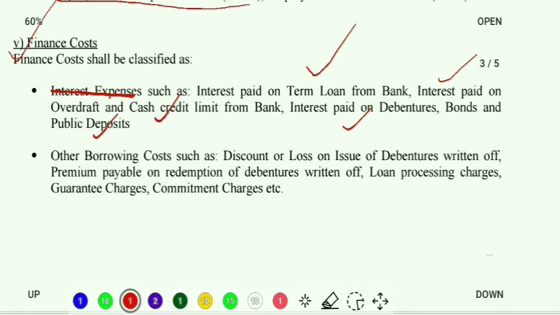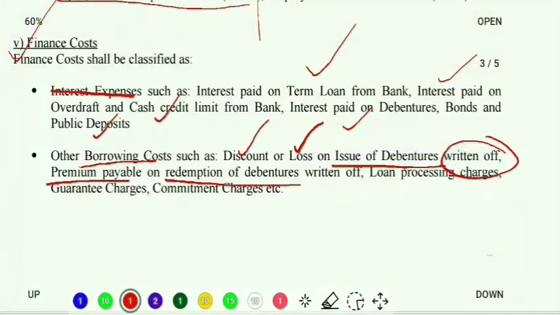Next we have borrowing cost. Okay, so in case there is a discount or there has been a loss while issuing the debenture and that has to be written off, that loss or that discount has to be written off, it would be mentioned under finance cost. Correct? Now while redeeming the debentures, if there has to be any premium payable, that will come under finance cost. Okay, now I have already discussed what do we mean by redemption of debentures. So I'm not going to take it again, it would be a repetition.